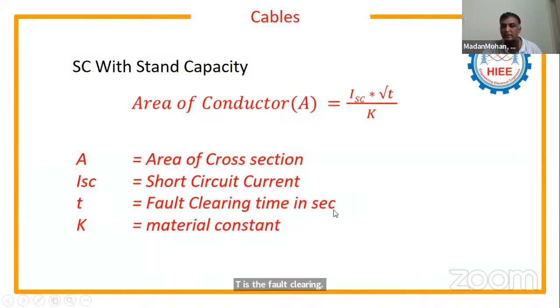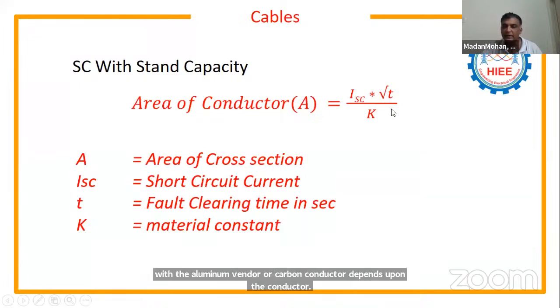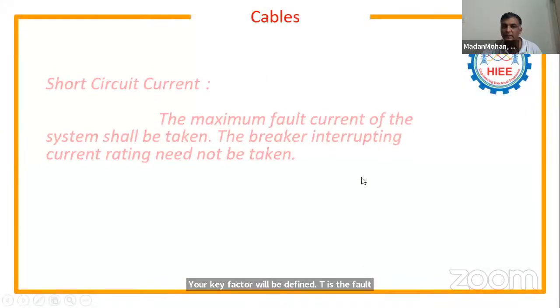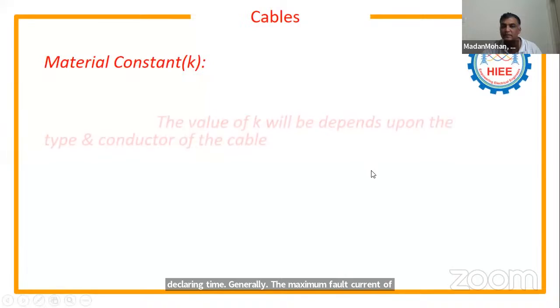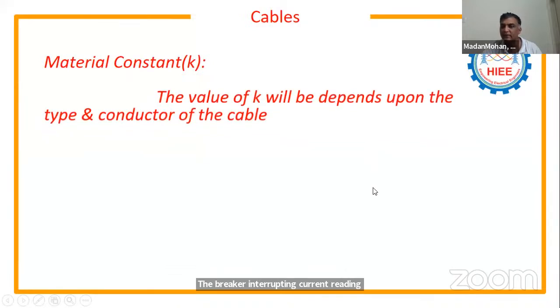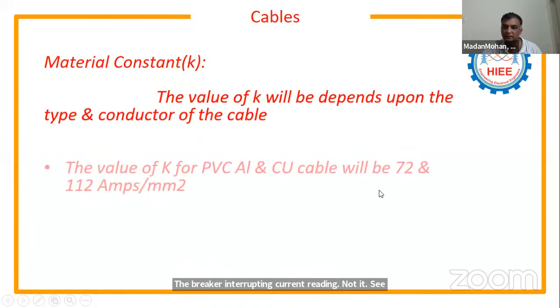Let us see what the material constant is. It depends upon the conductor, whether you are going with an aluminum conductor or a copper conductor. Here the K factor will be defined. T is the fault clearing time. Generally, the maximum fault current of the system shall be taken, and the breaker interrupting current rating noted. Generally the value of K depends upon the conductor.